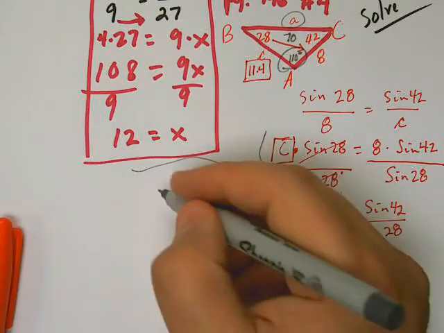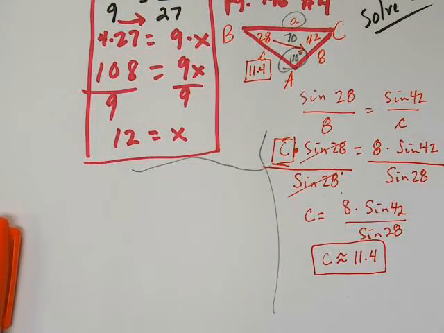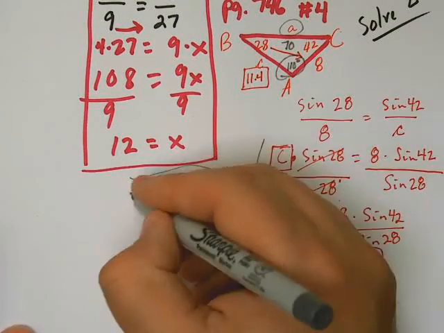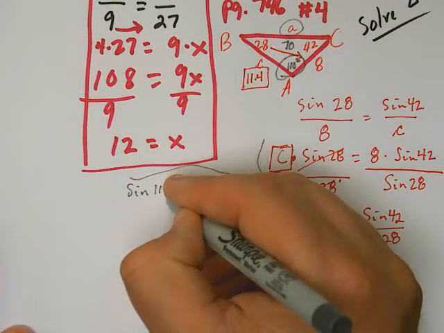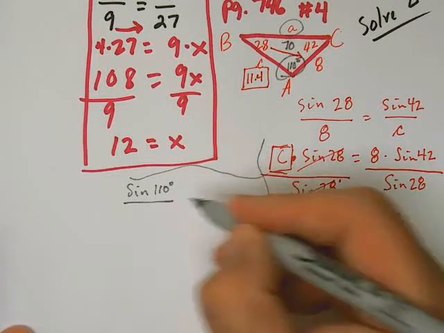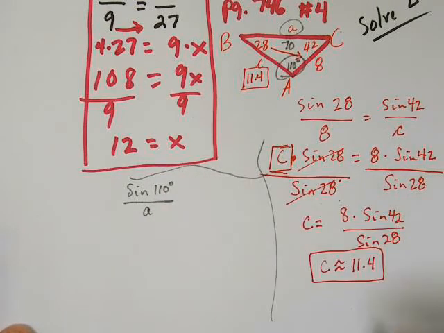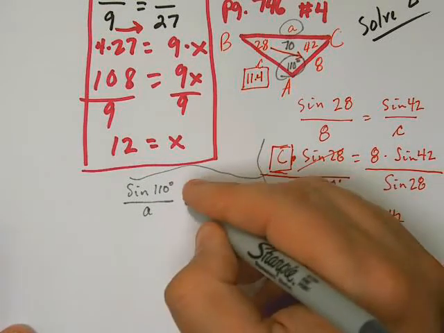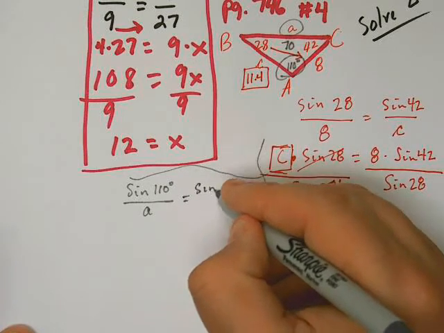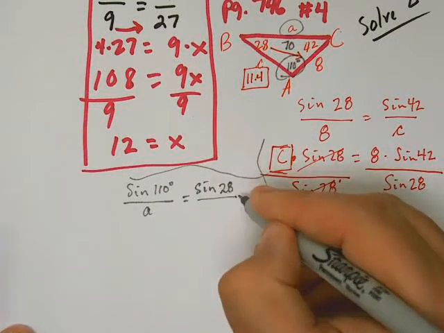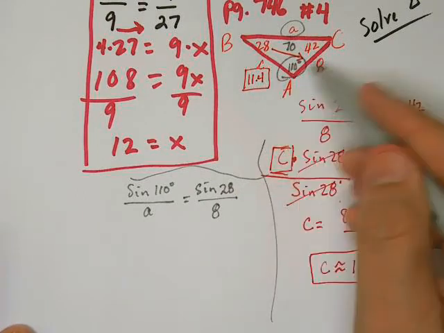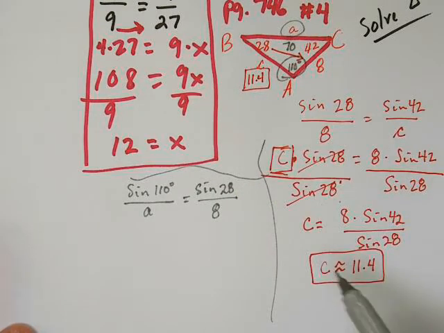All right, so let's do that. We're going to use the sine law again. We can't use the Pythagorean theorem. We're going to solve for A. We're going to go the sine of 110 over the opposite side of A, and we'll go the sine of 28 over 8. Could I have used the sine of 42 and 11.4? Yeah. But 11.4 is an approximation, right? And so I went ahead and used one that wasn't.